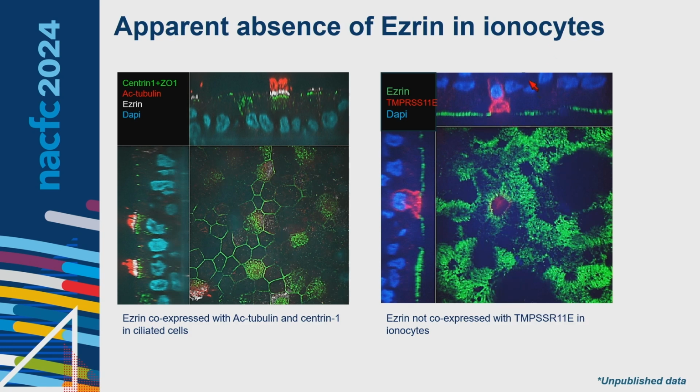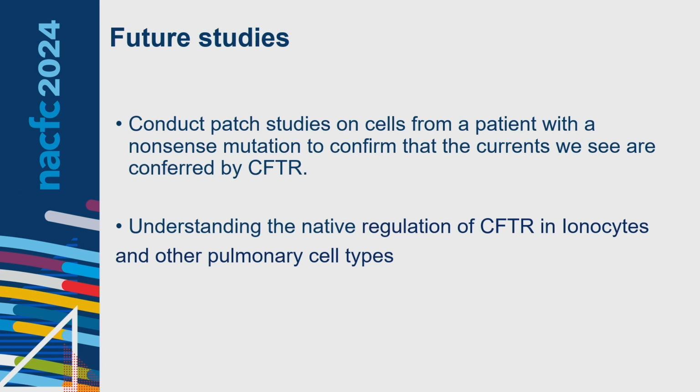We have also looked into the presence of the ezrin complex in the ionocytes and the ciliated cells. We do not see ezrin present in the ionocytes even by immunofluorescence studies. However, in the ciliated cells, we do see the presence of the ezrin complex. In the future, we want to conduct patch clamp studies on cells from a patient with a nonsense mutation to confirm that these currents were seen due to CFTR channel activity. We also want to understand the native regulation of CFTR in ionocytes and the other pulmonary cell types.